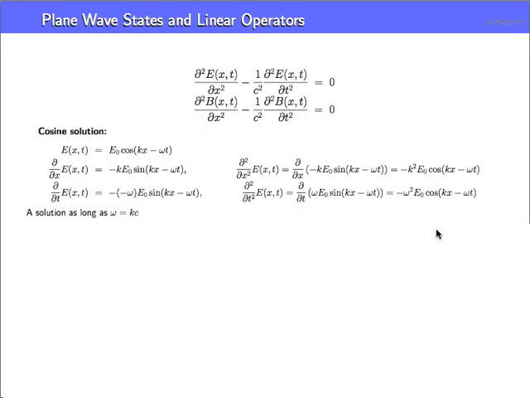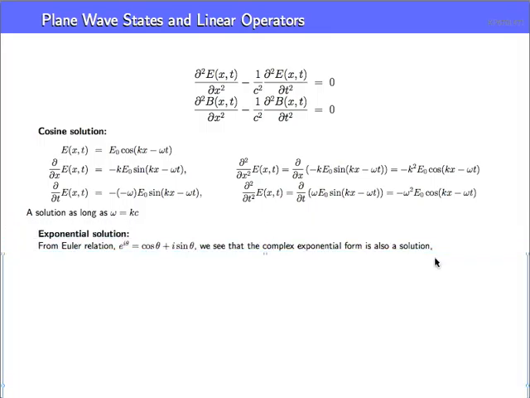Now, what we want to really look at is another type of solution using the Euler relation. I assume you're familiar with this: e to the i theta, a complex exponential, is equal to cosine theta plus i sine theta in general. We can rewrite a solution as a complex exponential. So we can consider another solution of the wave equation as such. The electric field component is equal to E naught, the amplitude, times e to the i(kx minus omega t).